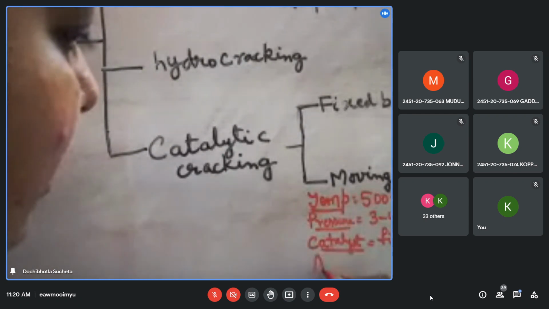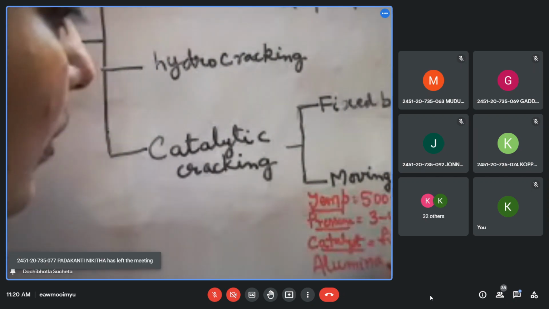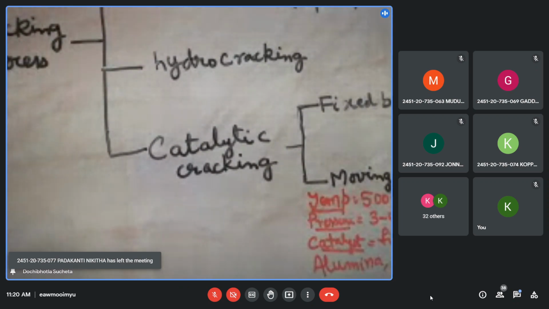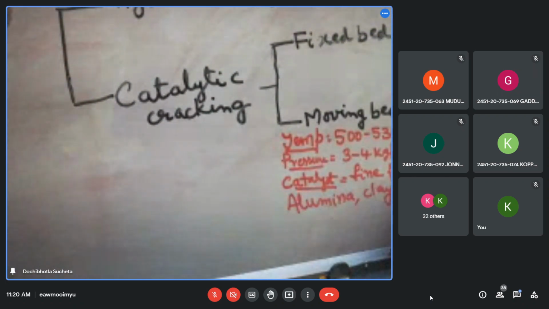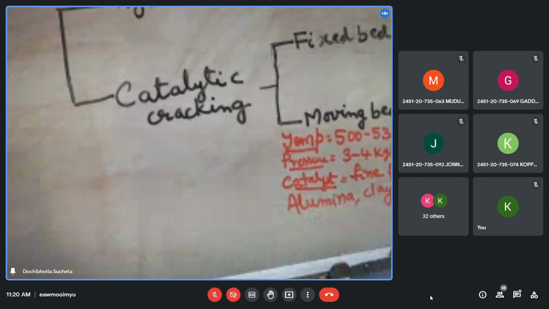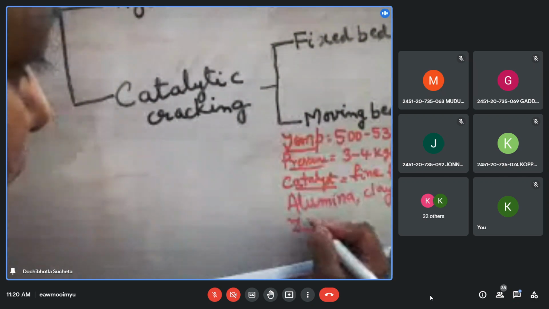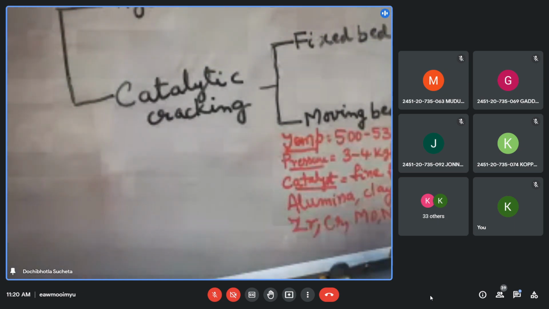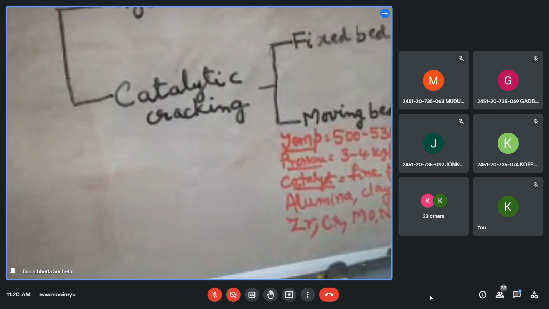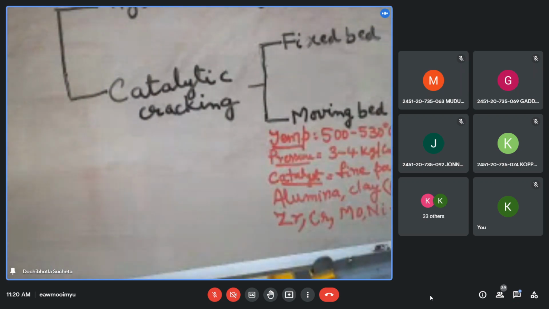Fine powder of alumina, that is aluminium oxide, alumina, clay, they say it as Kieselguhr clay. Okay. Along with that, zirconia, chromium, molybdenum, nickel are the other ingredients that are used. They are the components of the catalyst, which is a very, very fine powder. Okay. This you have on hand, you can write the description very, very easily. Please do take them. It is important.